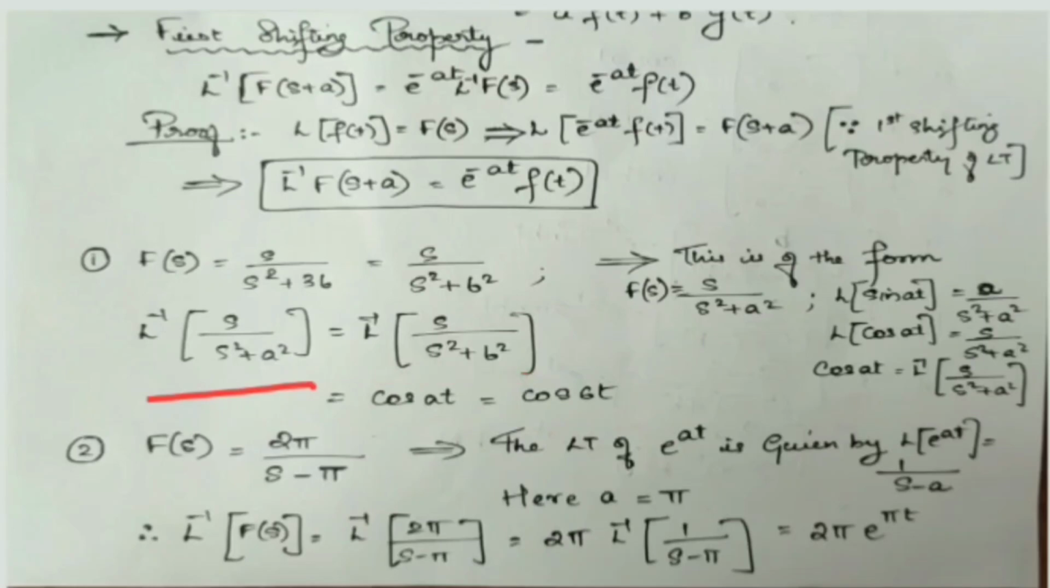The next question: F of s is equal to 2 pi by s minus pi. We have to find out the Laplace inverse for this function.